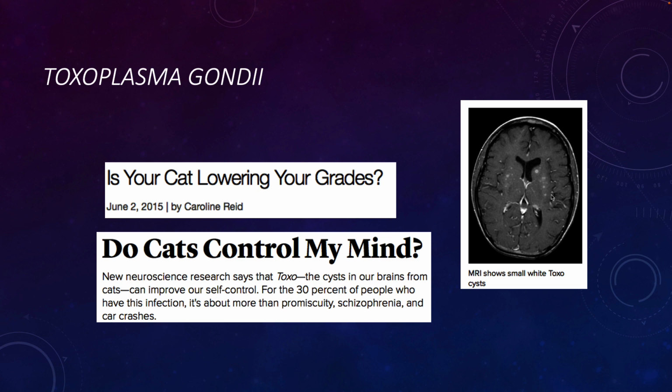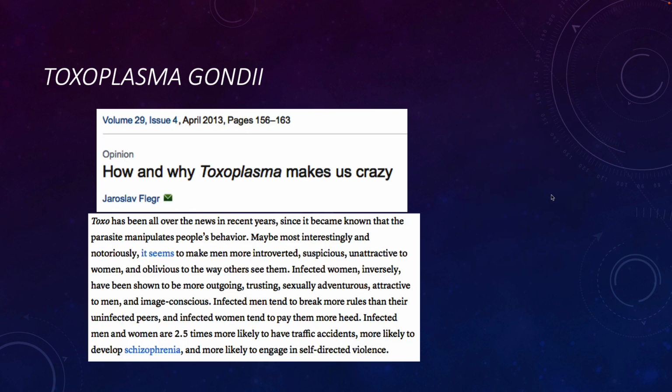Do cats control my mind? In some patients, there is a correlation with maybe higher rates of schizophrenia, aggressive behavior, impulse control issues. Again, correlation, not necessarily causation. How and why Toxoplasma makes us crazy. This was published about 10 years ago. It manipulates people's behavior. It seems to make men more introverted, suspicious, unattractive to women, and oblivious to the way others see them. Perhaps because they're oblivious to the way others see them, maybe issues with personal hygiene, and that's what makes them unattractive. I don't know.